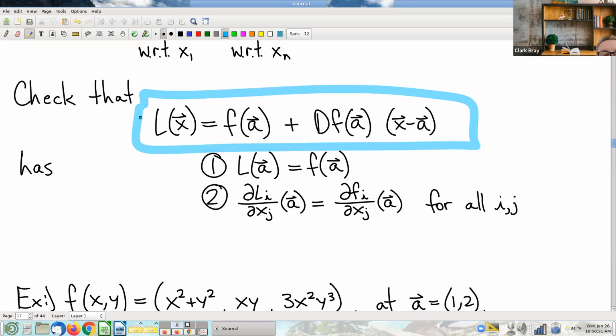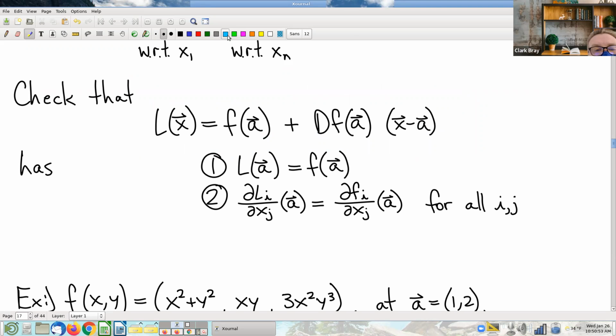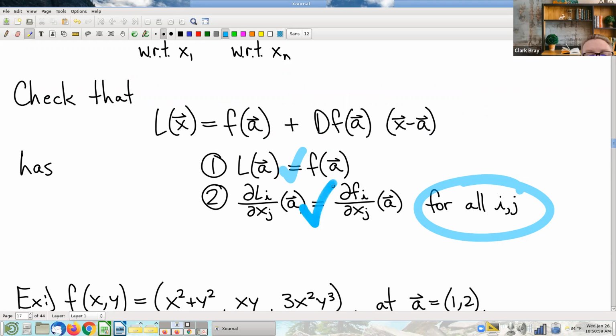Okay. So that said, I claim that this, again, you would kind of expect it, value plus derivative times displacement, right? It looks just like the linear estimate formula from single variable. This would be our guess as to, maybe this would be a linear approximation, and it totally bears out. So this has the correct value. And for every i and j, it has all the appropriate partial derivatives.